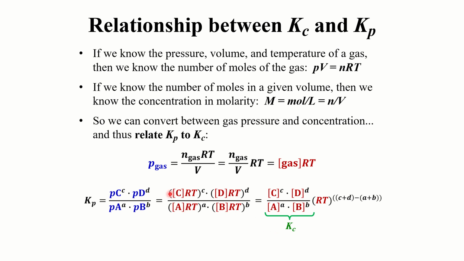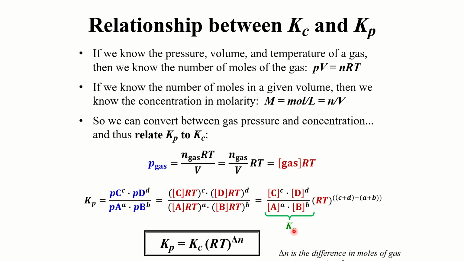What you're able to do is, because all four of these values share an RT, you can pull out the concentrations. So what we're doing from this step to this step is the concentration values are being pulled out and the RT value is being congregated and separated, because if we look closely here, these concentration values give us Kc. And so we get a final expression of Kp equals Kc times RT to the delta N value. Where does delta N come from?